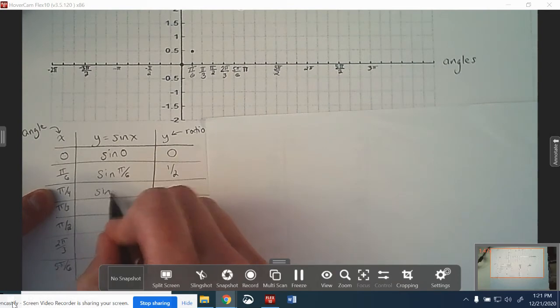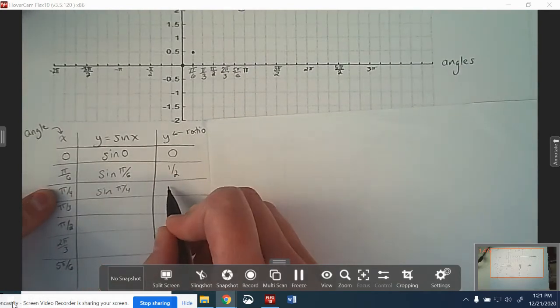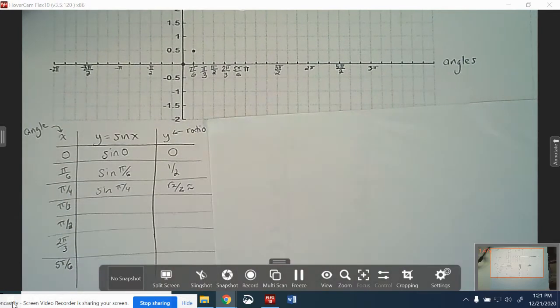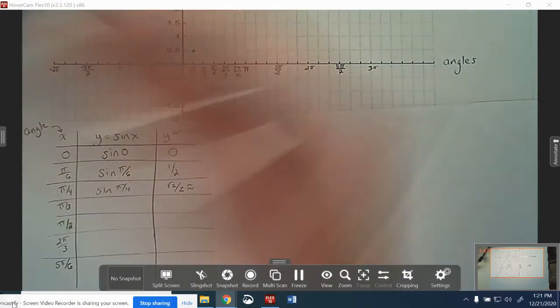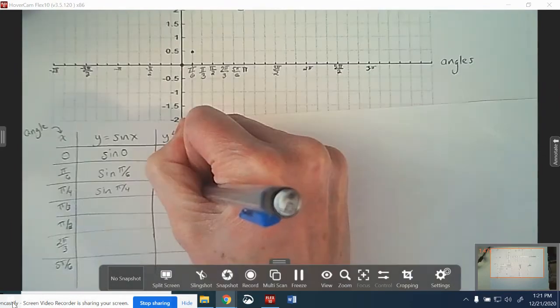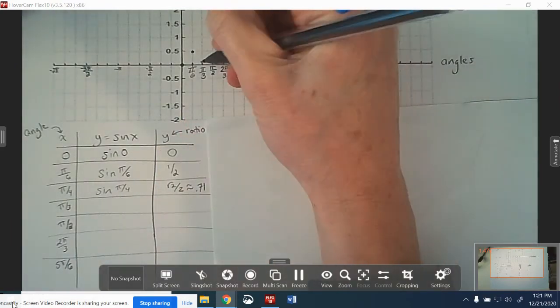For pi over 4, look on your unit circle at pi over 4. The y-coordinate is radical 2 over 2. Now, radical 2 over 2, I don't have that indicated on the y-axis. So if I sneak a calculator, I can get a decimal approximation for that. And that's about 0.71. So what I'm going to do is estimate.